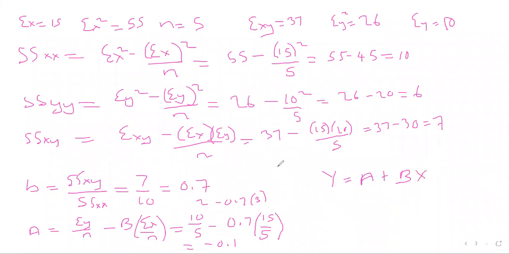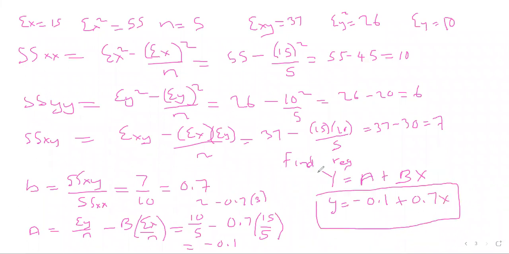Since we know that our regression equation is y equals A plus bx, the first question was to find the regression equation. Sometimes it is called the prediction equation. So where there's A, what are we going to put? Negative 0.1. Where there's B, 0.7. So you get 5 marks for the regression equation. We're done. That is how you formulate the regression equation.